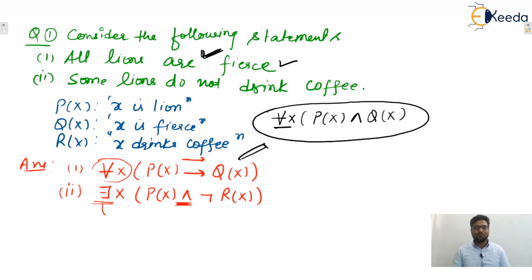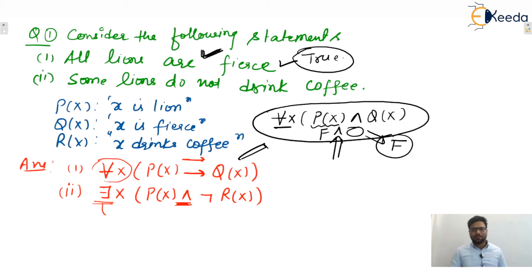I already gave you one example. All lions are fierce, and there is no lion, then this statement must be true if the domain is empty. Means if there is no lion. Now if we write this statement like this, P(x) stands for x is a lion. Out of all creatures, there is no lion, then it becomes false. And false and anything will be false only. Then this statement becomes false.